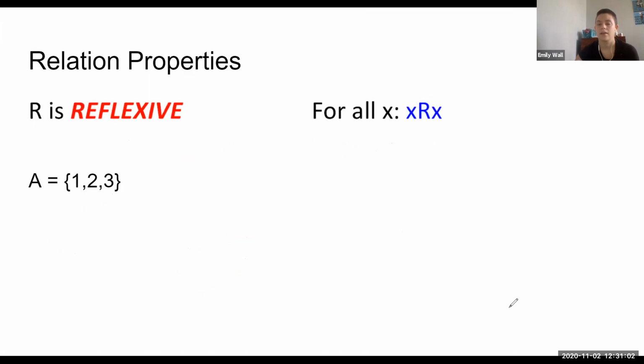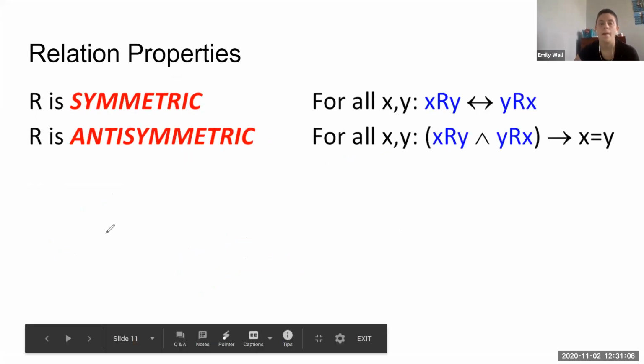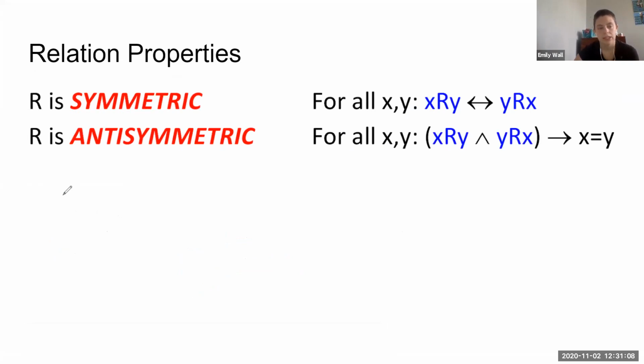Okay. Moving on, we have more properties. Shocker. Symmetric, antisymmetric. And let's think about symmetric first. And maybe we think about this relation.